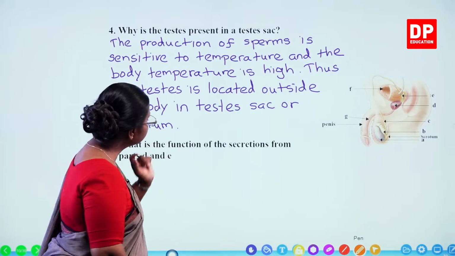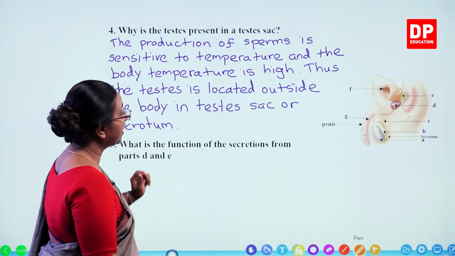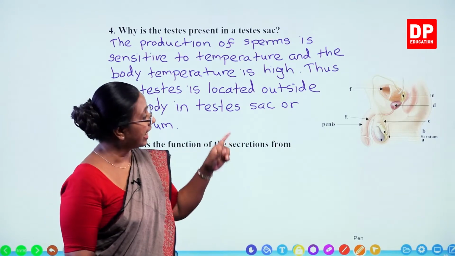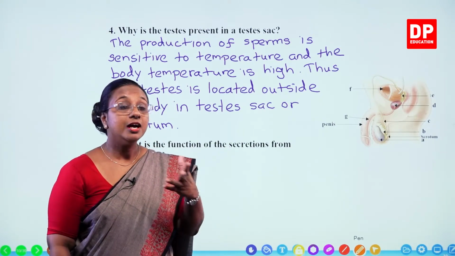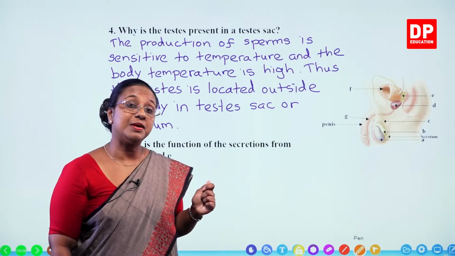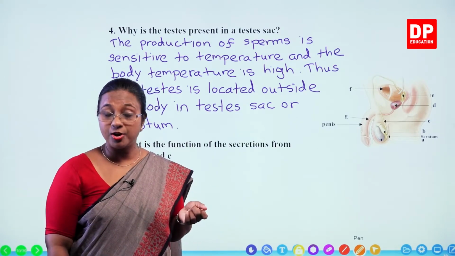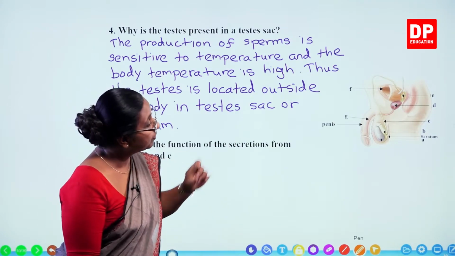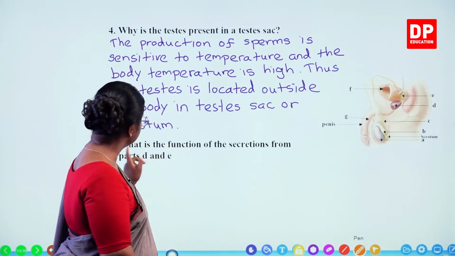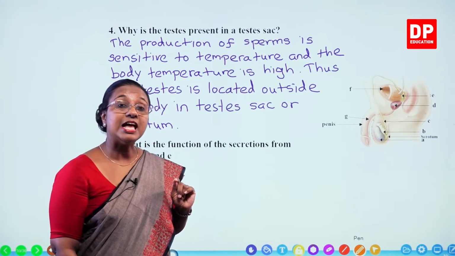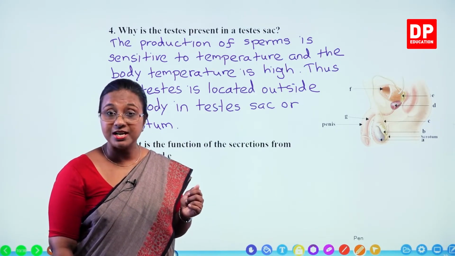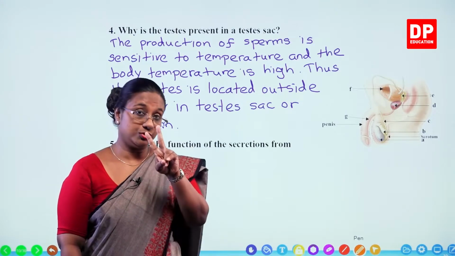Then, what is the function of the secretions from parts D and E? Parts D and E, again you all know, it's prostate gland and seminal vesicle. Along with Cowper's gland, they are the glands associated with the male reproductive system. You all know there are a pair of Cowper's gland and also a pair of seminal vesicle, but one prostate gland. So this secretion is the one that provides nutrition to the sperms, as well as it provides a medium for transport. So two functions.